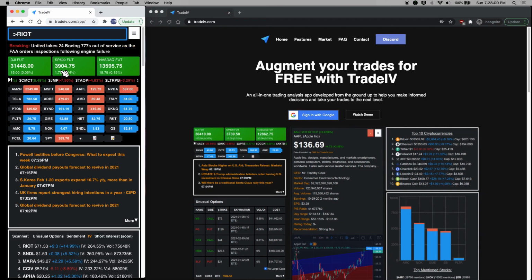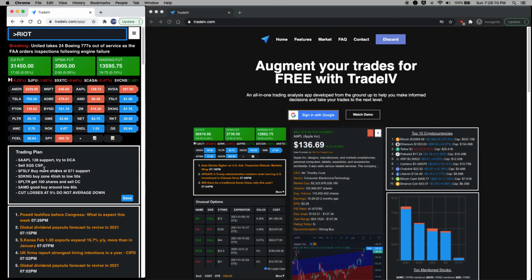And if you're interested in this app, it's TradeIV.com. Just go to the website, sign in with your Google account, and you'll have an account. You can set up your own watch list. And I have my own trading plan down here. This widget allows me to write down what I plan to do for the day, and that allows me to remember what my plans are when I trade, so I don't make rash decisions. I always obey what's in my trading plan in order to be successful.